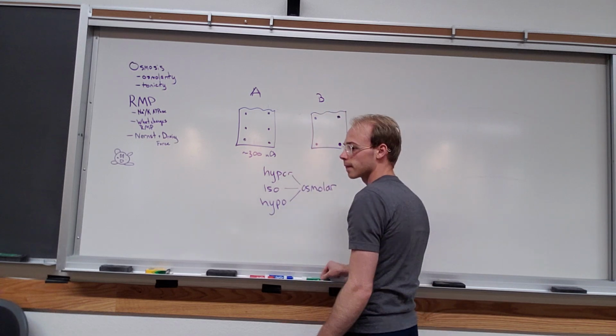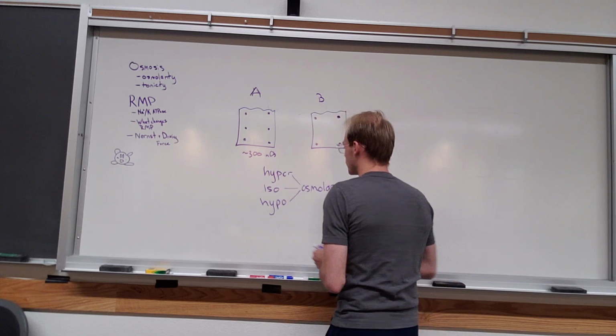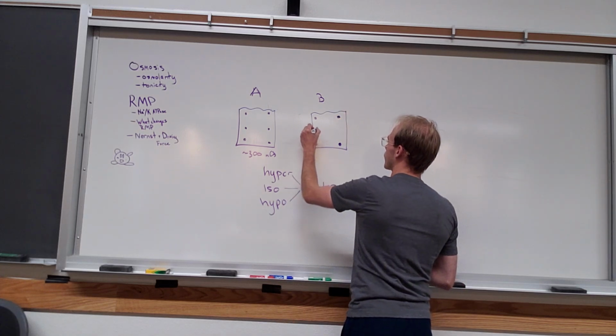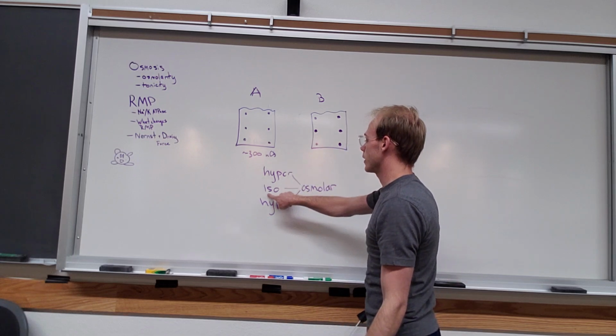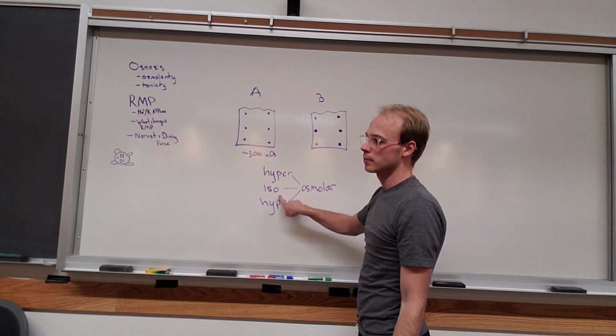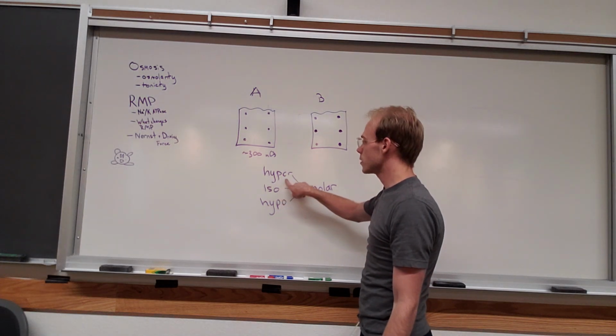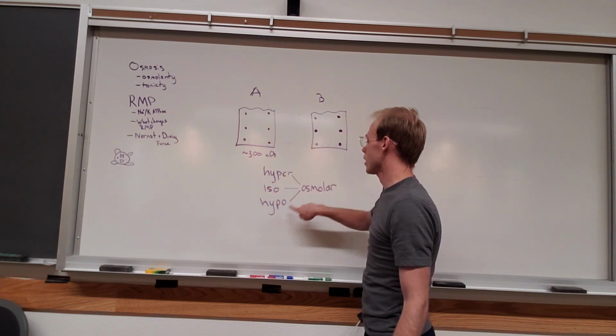That's about a 2-dimensional liter. Then if I have the same amount of particles in both, it's iso-osmolar. Iso means same. Hyper means above, so this had more than the other one. Iso means they have the same.